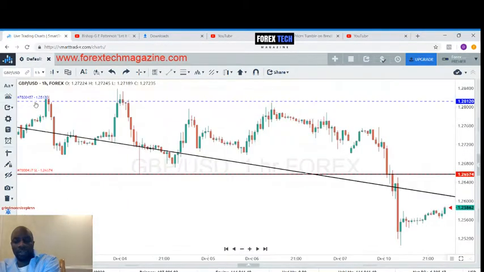The next one we're going to look at is the Great Britain Pound, US dollar, and this is the pair that I'm particularly interested in.